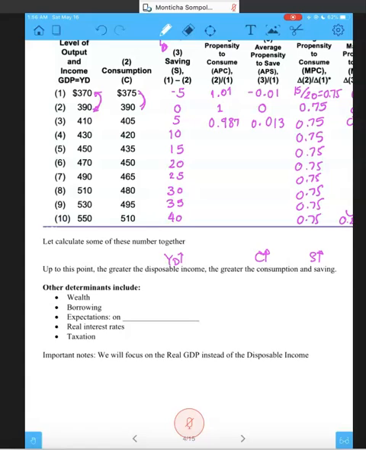Okay, so there are some other determinants that could change the consumption as well. And this is very similar to what we did in chapter 13. When there's an increase in the wealth, there's a positive relationship, more wealth, more consumption. If you could borrow more, then you consume more as well. Now, there's some expectation that could happen. Expectation could be changes in future prices, maybe.